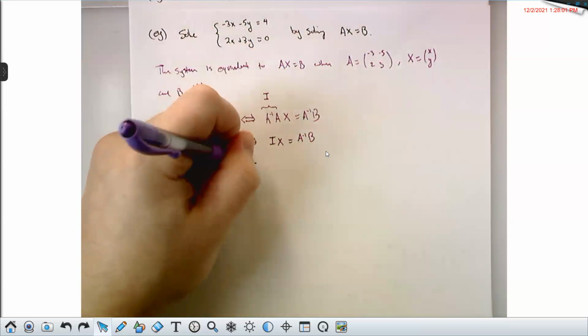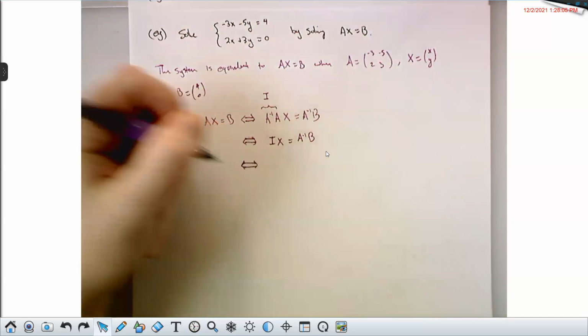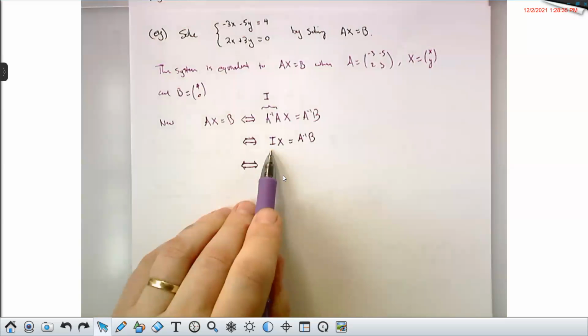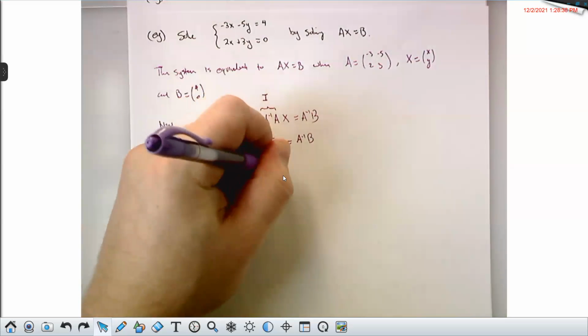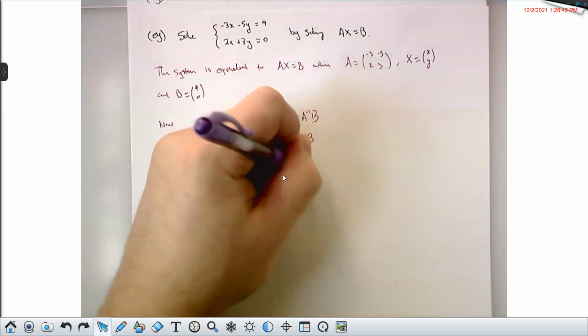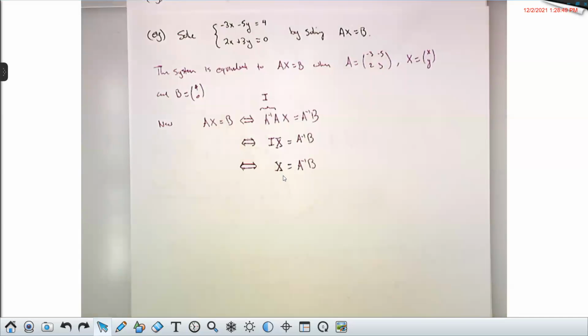What is I times X? What is this left-hand side? If I multiply the matrix X by the identity, I should get... well, I'm multiplying X by I. So I times anything is just that thing, right? So if I multiply the matrix X by the matrix I should get the matrix X back. And that's good because that's what I wanted. All right, we're trying to solve this matrix equation for X.